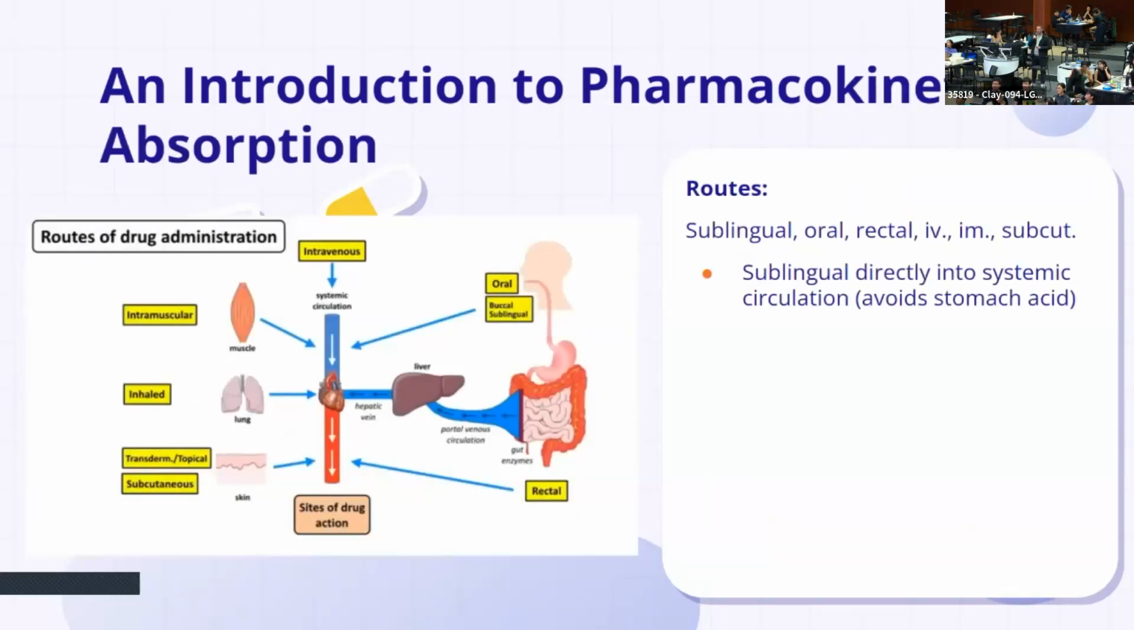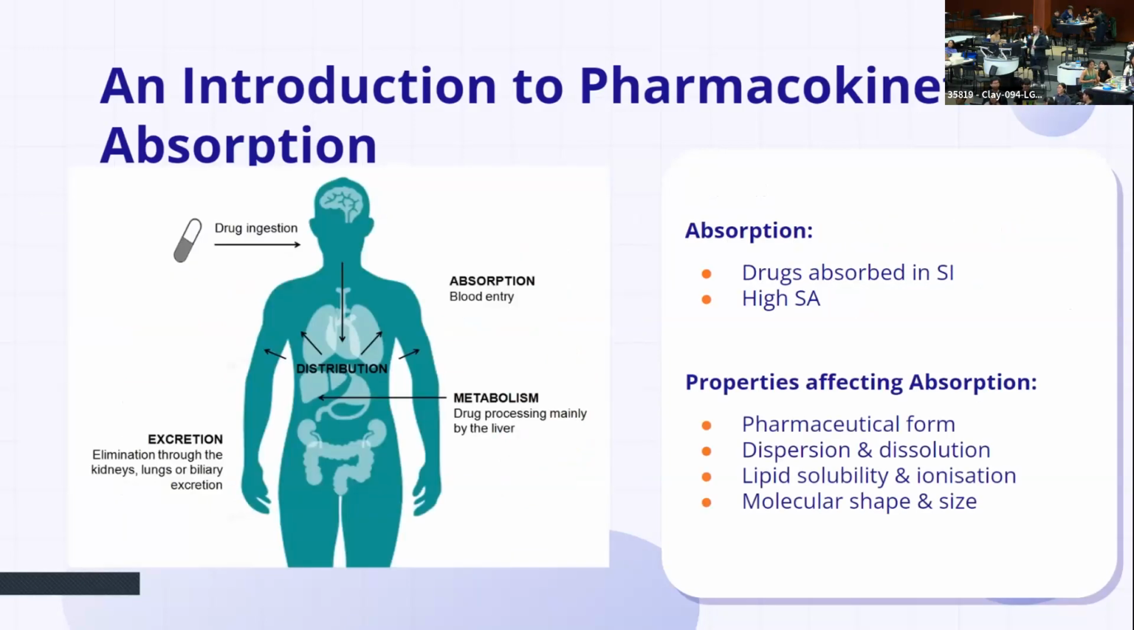Okay, and then there are different routes of drugs, such as sublingual and oral. Usually the sublingual one is under your tongue, and that just means it avoids stomach acid. So that's a good way to get it in if there's poor bioavailability. Okay, so our first one of pharmacokinetics is absorption, and that's when our drugs are absorbed in the small intestine where there's a high surface area.